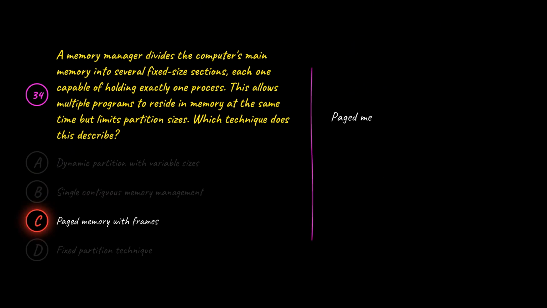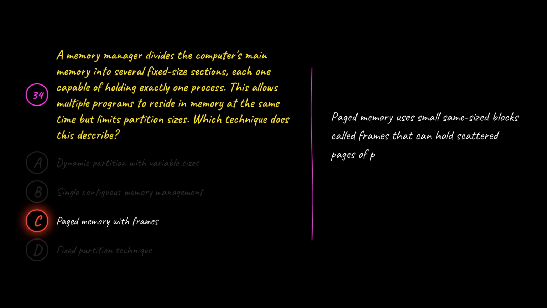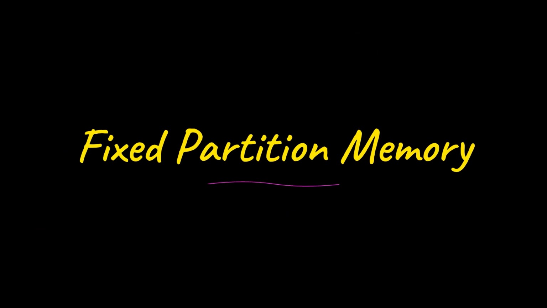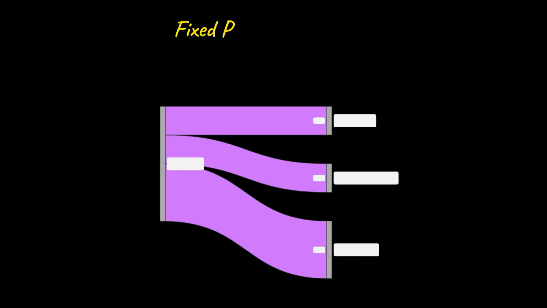C is wrong because page memory uses small same-size blocks called frames that can hold scattered pages of programs. The scenario describes fixed sections holding entire processes, not the scattered page and frame model of page memory management here. Fixed partitioning is one of the earliest techniques for allowing multiple programs to reside in memory at the same time. Memory is divided into a set of predetermined sections when the system is configured, and those boundaries never change.